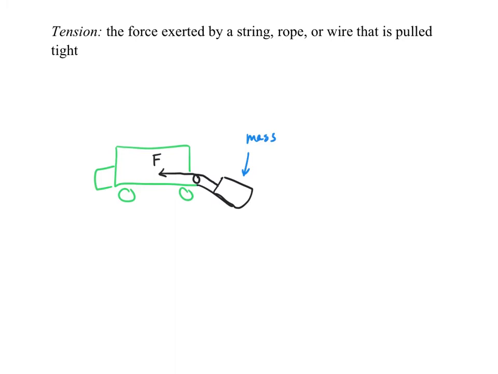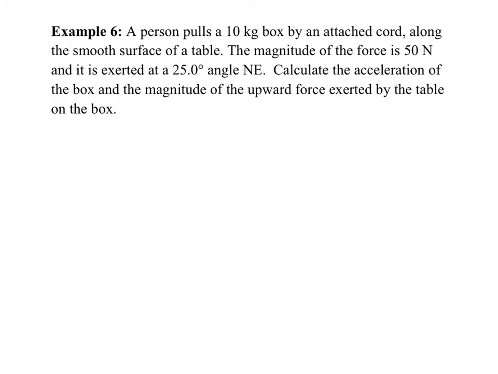So we'll start with that as a definition, and now we'll look at an example of it. The first example is pretty much what we were just doing there. A person pulls on a 10 kilogram box by an attached cord along a smooth surface of a table. The magnitude of the force is 50 newtons, and it is exerted at a 25 degree angle northeast.